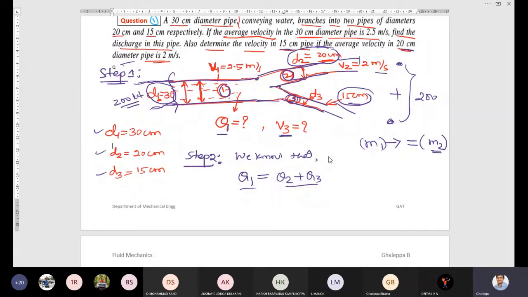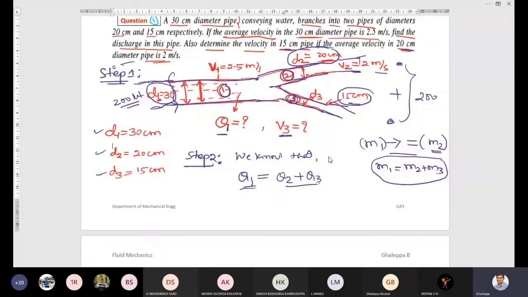Unfortunately, here there are two masses of fluid coming outside: from pipe 2 and from pipe 3. So for that reason, m1 is equal to m2 plus m3. This is the equation for mass flow, and this is the equation for discharge. Understood? Q1 we don't know, we need to find out. Q2 also is not given, we need to find out. Q3 also we don't know, we need to find out.